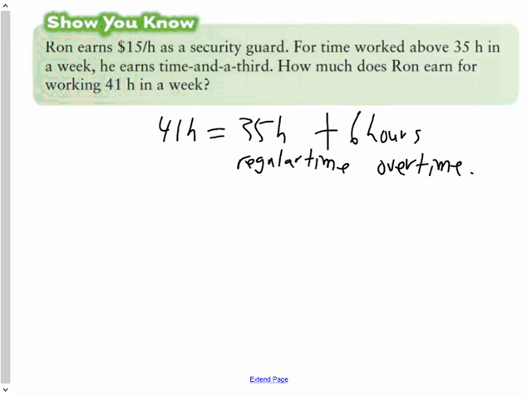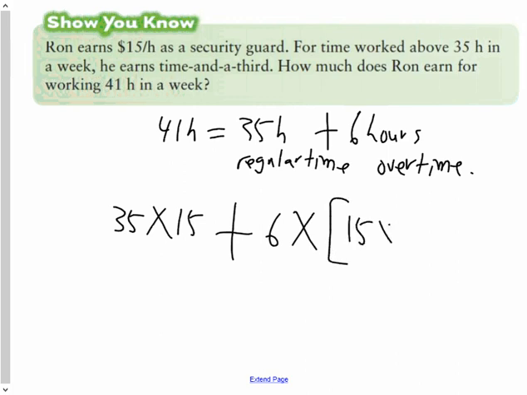So 35 hours is going to be 35 hours of $15. And he's going to make 6 hours of how much per hour? How much does he make per hour for those 6 hours? He makes 1 1/3 times 15. So I'm going to multiply that by this here. Oh, I use square brackets. I could have used round brackets, but I use square brackets.